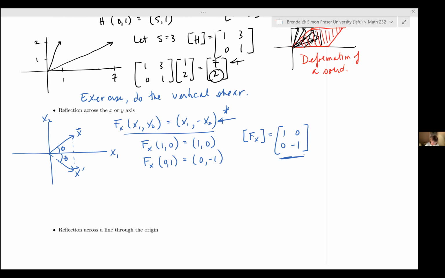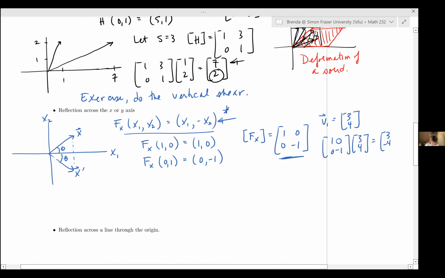So for example, should I take the vector v1 equal to 3, 4, and then I take 1, 0, 0, minus 1, I multiply it by 3, 4, I get the vector 3, minus 4. Okay, you can plot those two things and you'll see that one is above the x-axis and that's reflected, and that is at the right angle, and it's below. Same thing, we'll do exactly the same thing for vertical reflection.